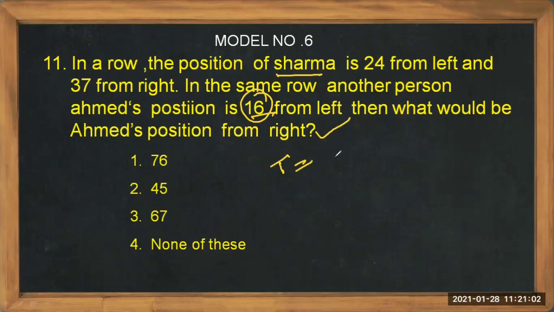Let's add both the ranks of Sharma. Now 24 and 37. By adding this, we get 61. Now from the 61, by subtracting 1, we get 60. The 60 is the total.